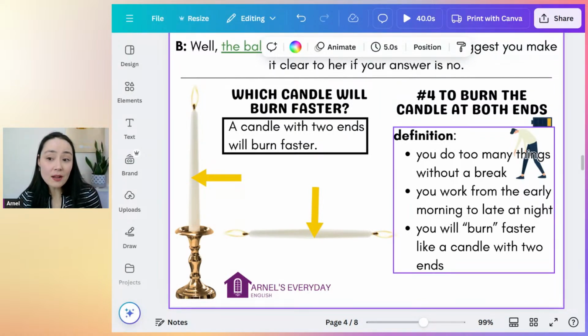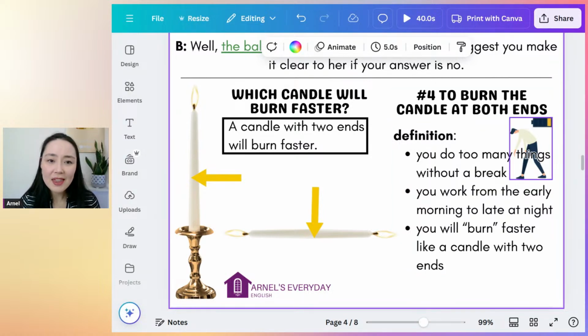What does it mean? Well, you do too many things without a break. You work from the early morning to late at night. You will burn faster like a candle with two ends. And we can see this person here. They've definitely been burning the candle at both ends.